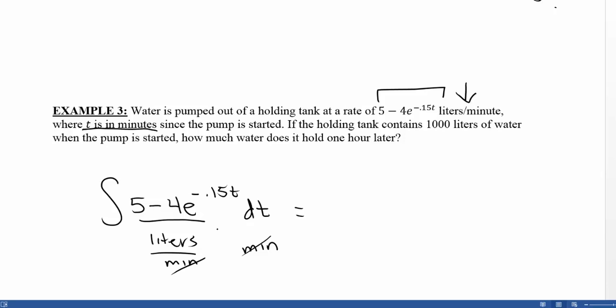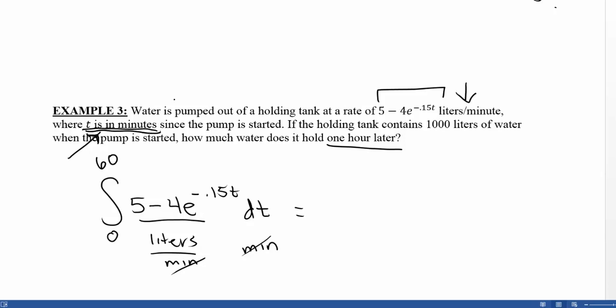Now, one of the places I need to be really careful is the question asks, how much water does it hold 1 hour later? But we said that time is in minutes. So whatever units your independent variable is in, that's what has to go on the integral bounds. So that means I need to think about how 1 hour is related to minutes. So I'm going to do this as 0 to 60, because again, this has to be in minutes since t was defined in minutes.